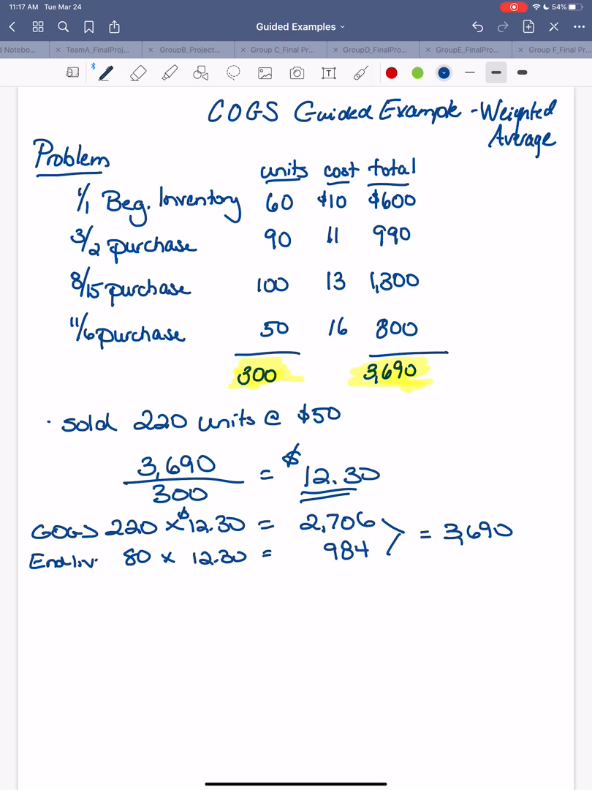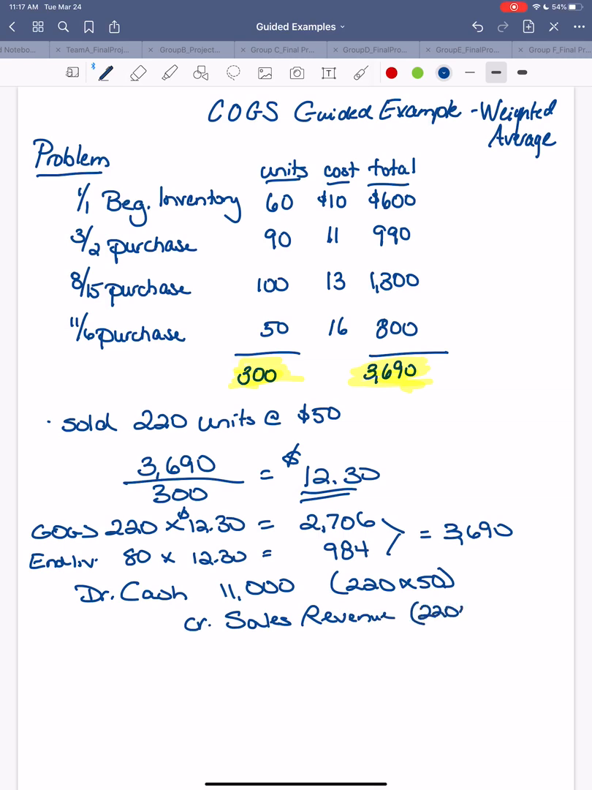All right, so last set of journal entries. We're going to debit cash. This is where we've sold the items for $11,000. Now remember, that's the 220 units times the $50 people paid us. We're going to credit sales revenue, right? And the key word I want you to pick up, there's revenue. We're earning money, right? 220 units times $50. So again, 11,000.